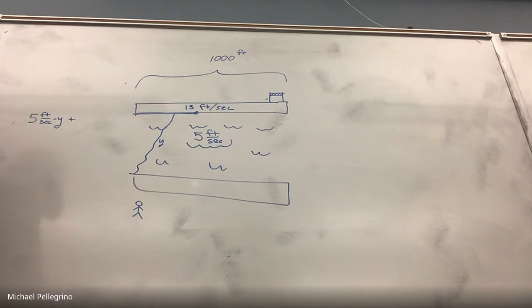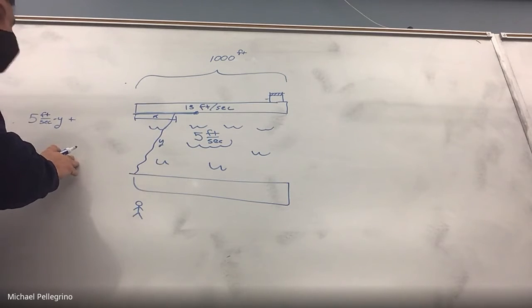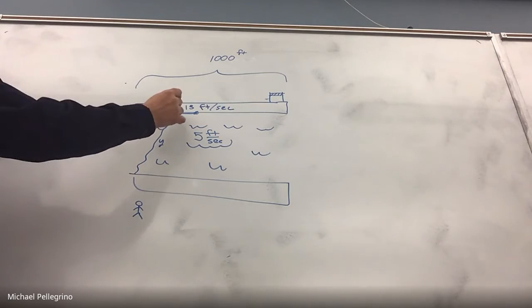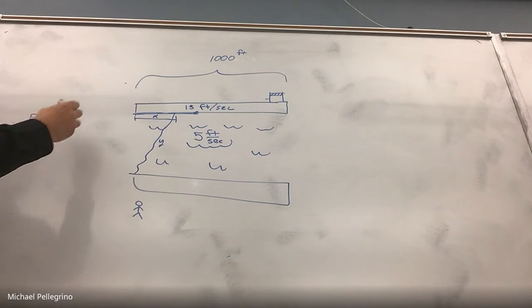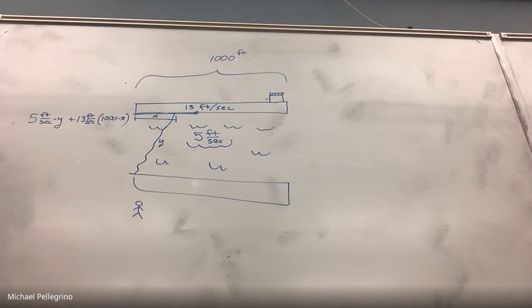Okay, so now here's the question. Where on this diagram is x? Is this x? Okay, so what you're saying is 13 feet per second times x, I'm running 1,000 minus x. So 13 feet per second times 1,000 minus x. This is the total time that it's going to take. Is that true? No, that's the total distance. Right? This is rate times time, so this is the total distance. Is that what we want? Okay. So the time is going to be y over 5 feet per second.